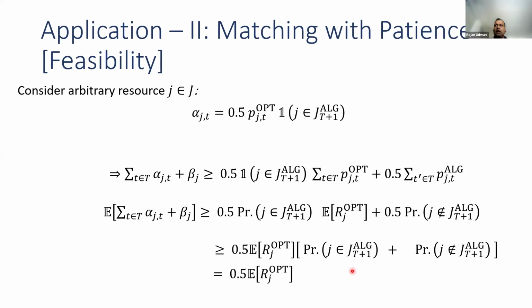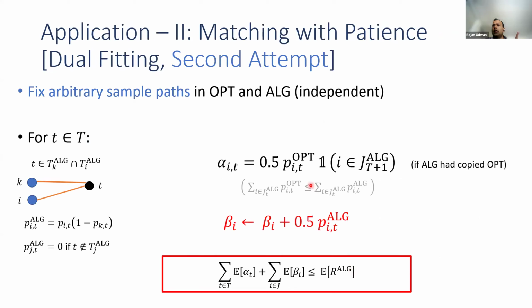Let me try to rephrase your question to see if I understood it. Are you asking whether we are using any features of the online algorithm at all? If that's the question, then yes, we use it over here. To say that this inequality holds, we are using the fact that we have a greedy algorithm.